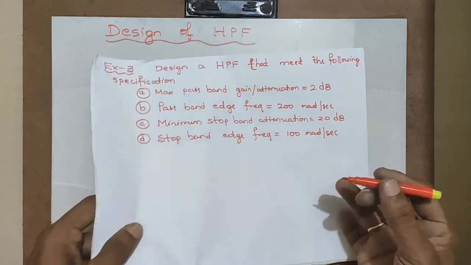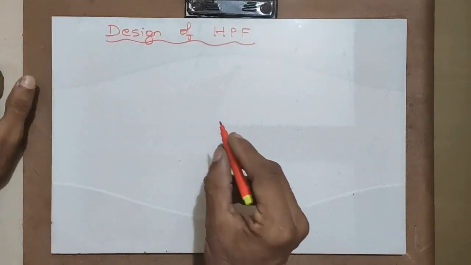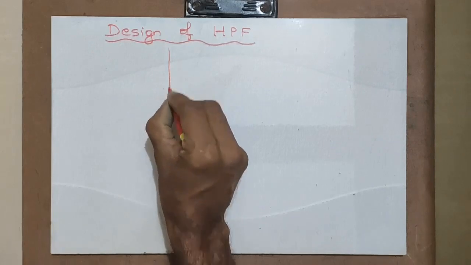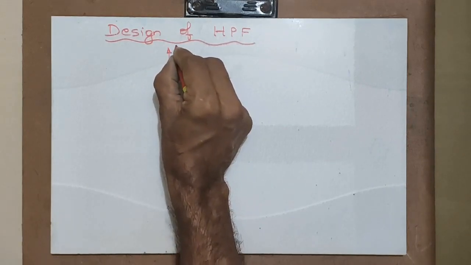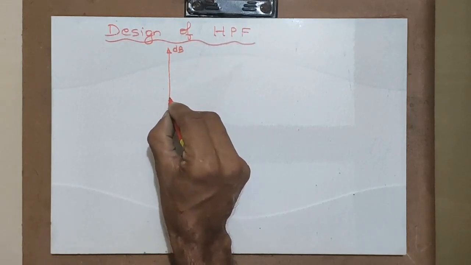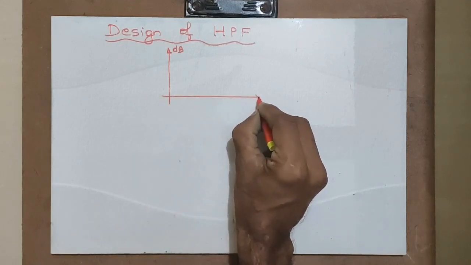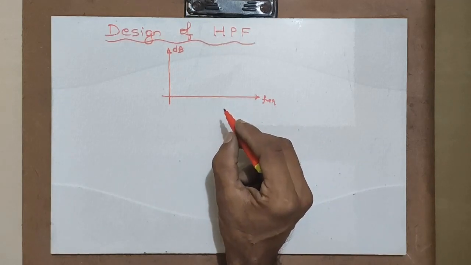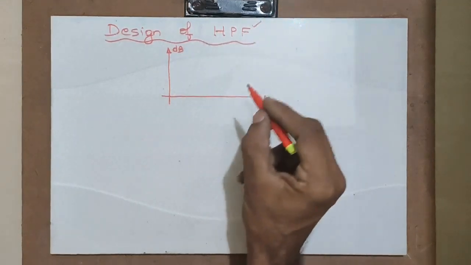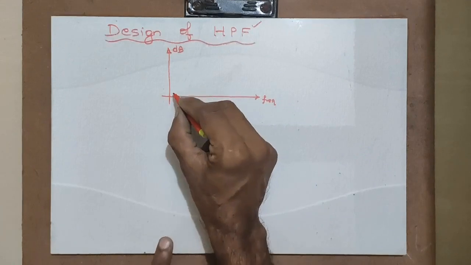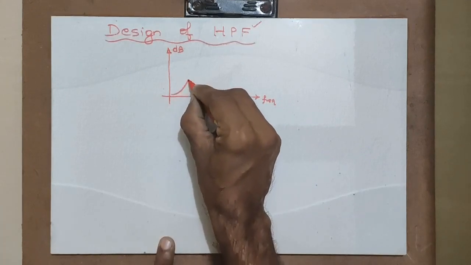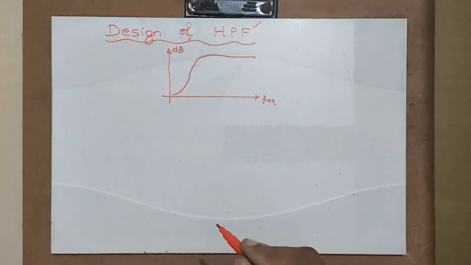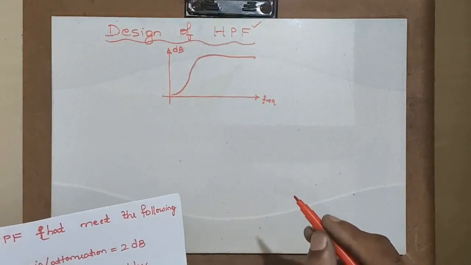Please see that we have to design a high pass filter. Now I just draw the high pass filter characteristic for whatever is given here. This is decibel or gain or magnitude. This is frequency in radians per second. What are we asked to design? A high pass filter. Let us draw the characteristic which is given. In a high pass filter, you know that this is the characteristic.